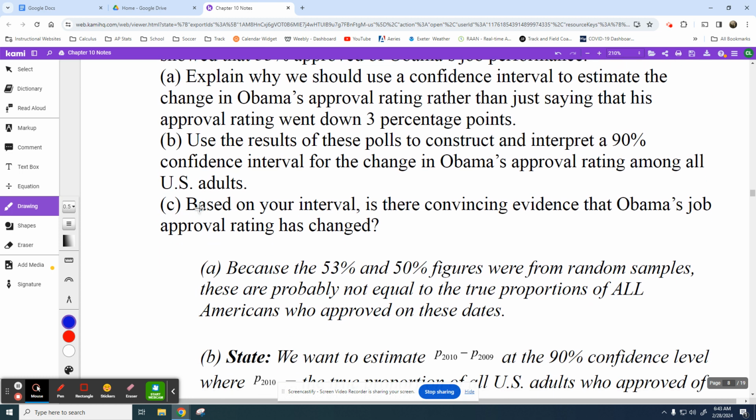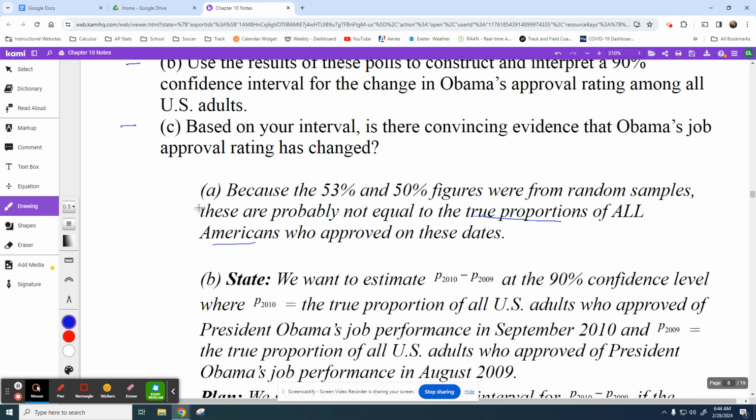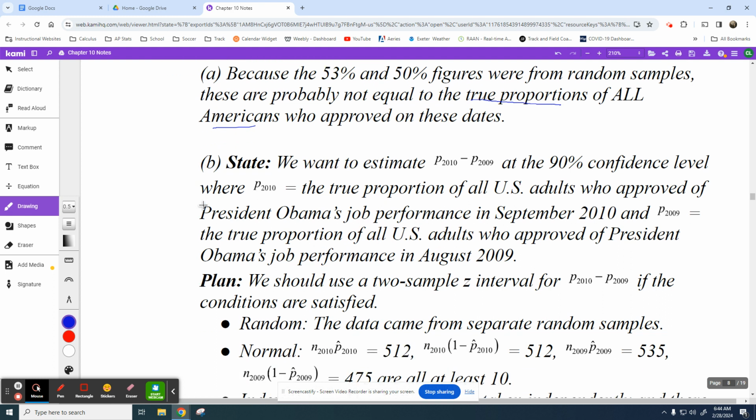So the idea is you've got a couple of different things. We've done all these different explanations right here. And so for A, because the 53% and 50% figures were from random samples, these are probably not equal to the true proportions of all of them, okay? And so that way we can actually get an estimate and see if they're in between there. So remember, just one sample doesn't give us the true proportion, so we got to find out where the true proportion is.